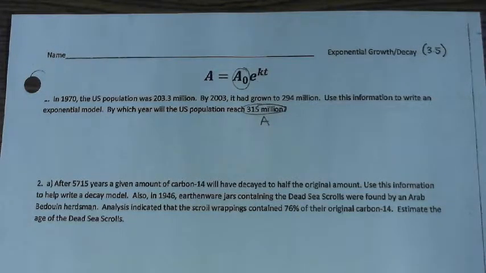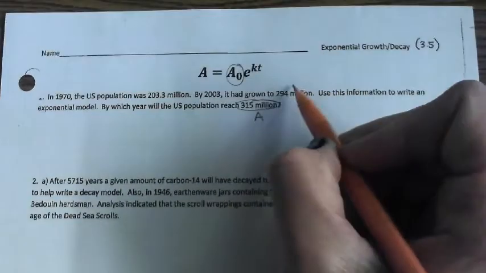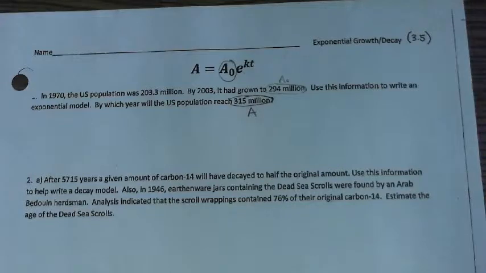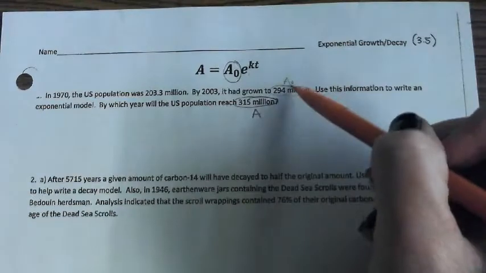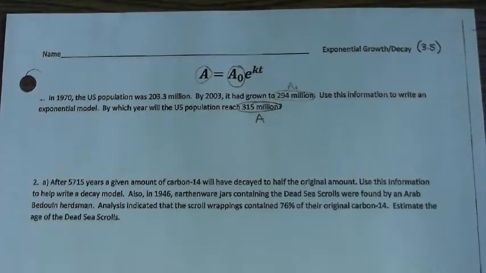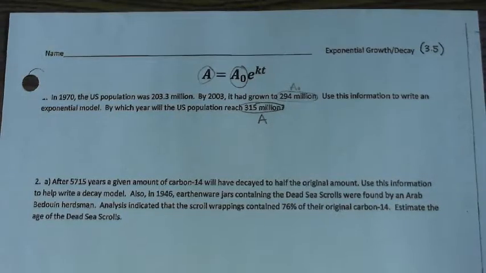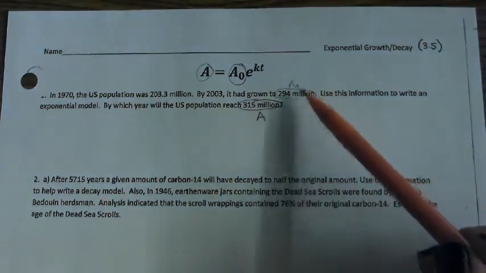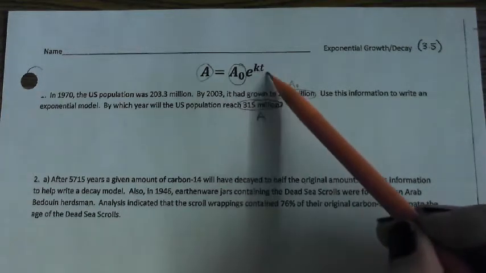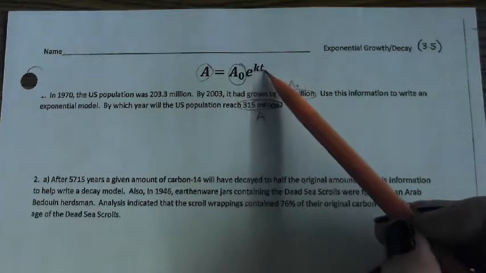Debatable. It could be. It kind of depends. So if you decide that this is A sub 0, what would then be your other variables? So if that's A sub 0 and this is A, we have those two. What would be your k? Okay, because if we did that, A sub 0 and A, we would still have two unknown variables. We don't know the rate and we don't know the time.